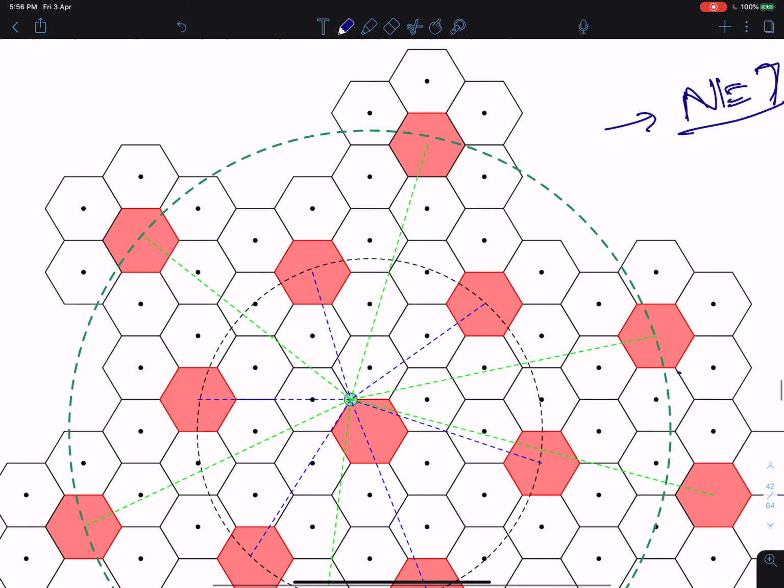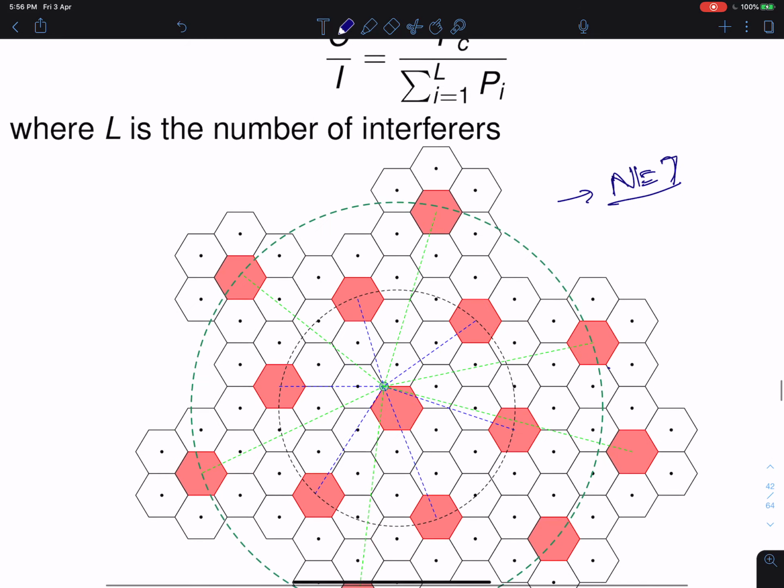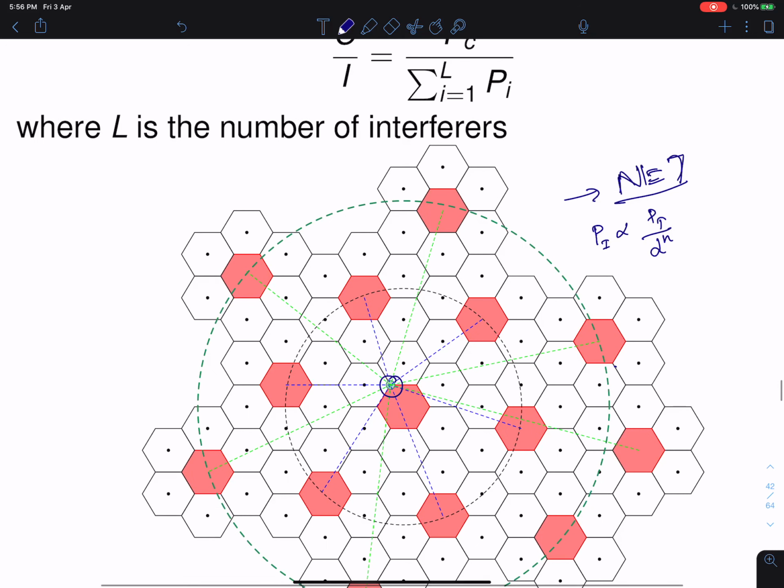What does interferer power depend upon? Your interferer power, I'm going to call it PI, mainly depends upon the transmit power of the interfering base station, and the distance of the interfering base station to the mobile station of interest. Okay, the mobile unit of interest.